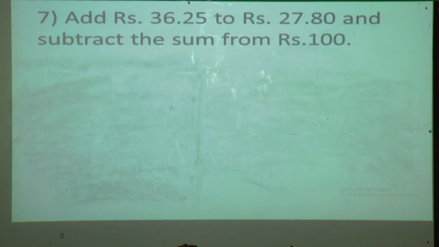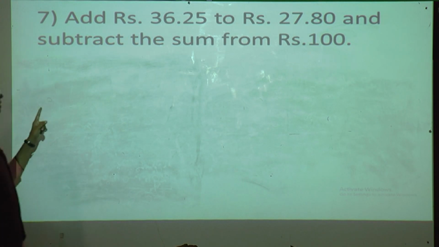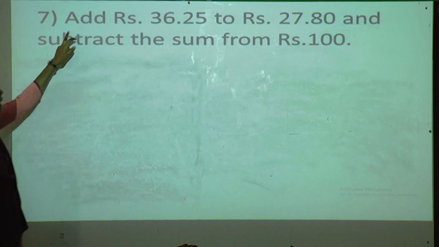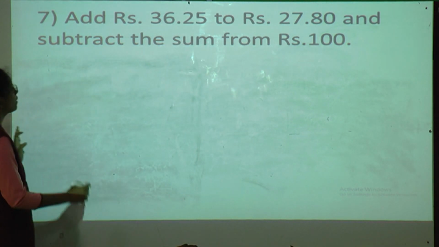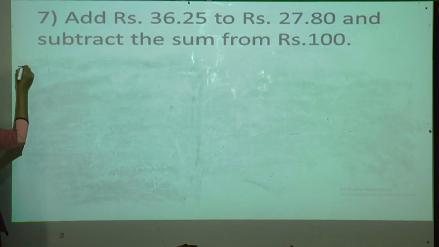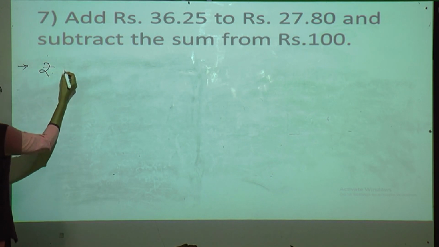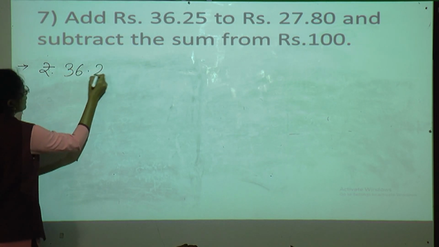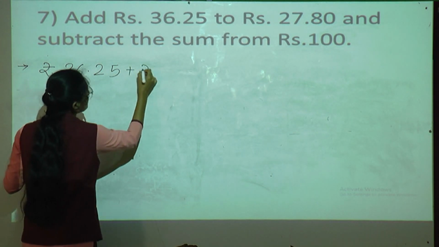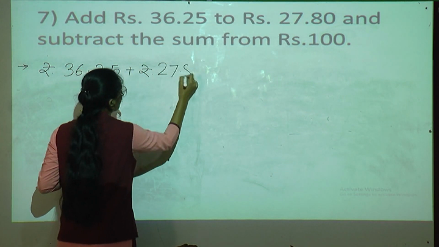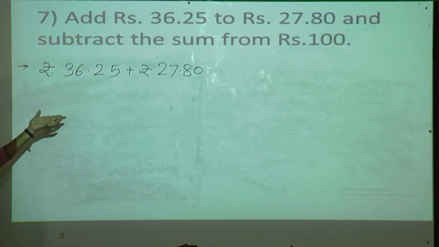Next example, same type of example. Add rupees 36.25 to rupees 27.80 and subtract the sum from 100 rupees. Okay, we have to solve this like the sixth example. See here, add rupees 36.25 to 27.80. So first of all we will do the addition of rupees 36.25 plus rupees 27.80. Whatever answer we get, we have to subtract from the 100.